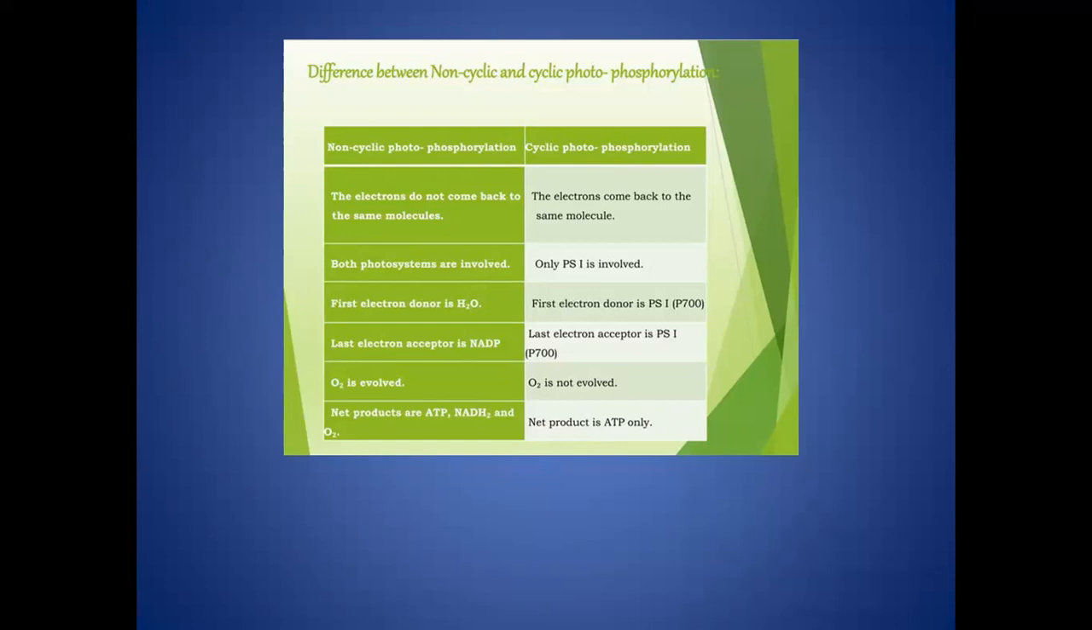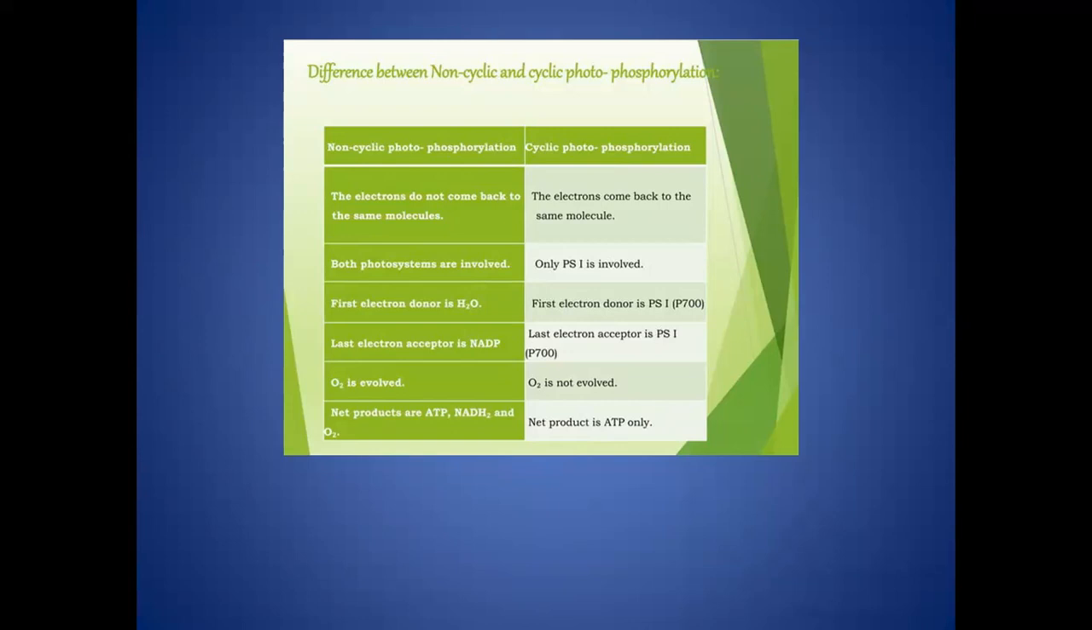In cyclic, the net product is ATP only. No NADPH is produced here. The splitting of water molecules is also not there in cyclic photophosphorylation. So in photosynthesis, the light reaction consists of cyclic and non-cyclic photophosphorylation, which mainly take place in the presence of light. So this is called the light reaction.